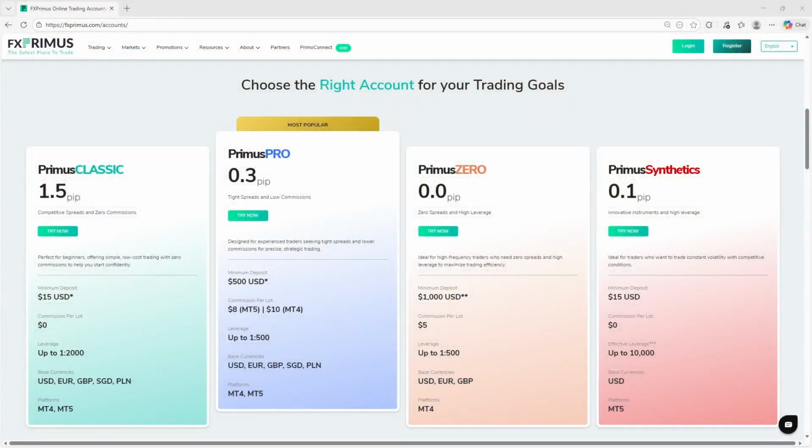When you break down FXPrismus pricing, the structure is clearly built around multiple account types, designed to match different trading styles. Rather than forcing everyone into one cost model, FXPrismus offers Classic, Pro, Zero, and Synthetics accounts, each with a different balance between spreads, commissions, leverage, and minimum deposits.